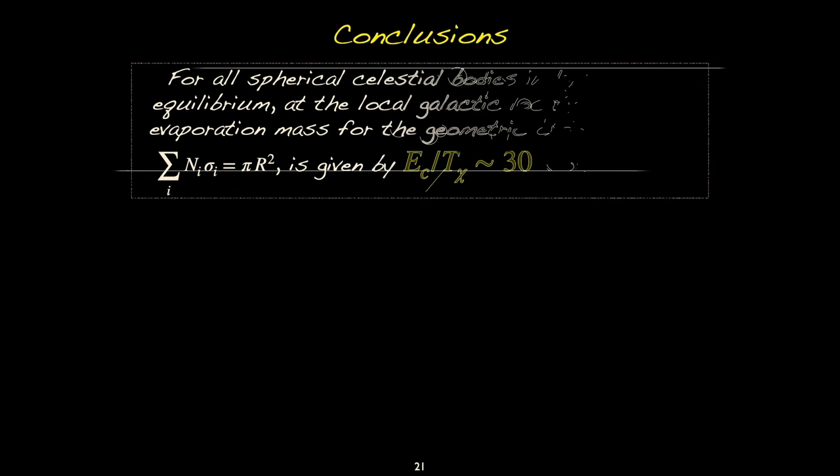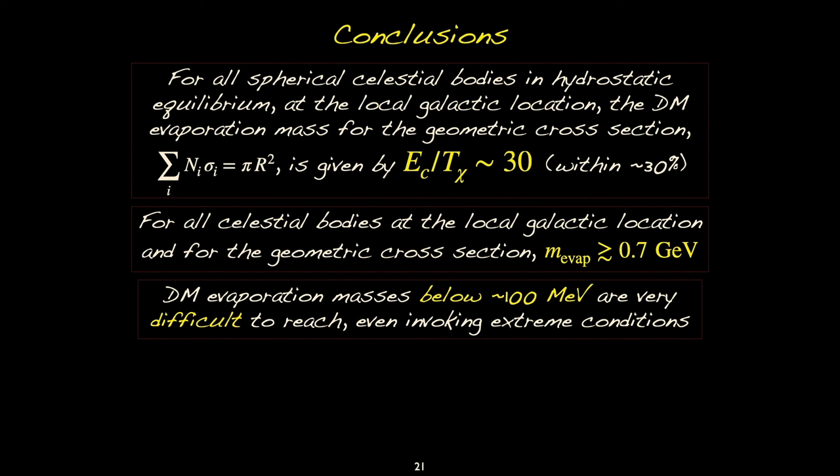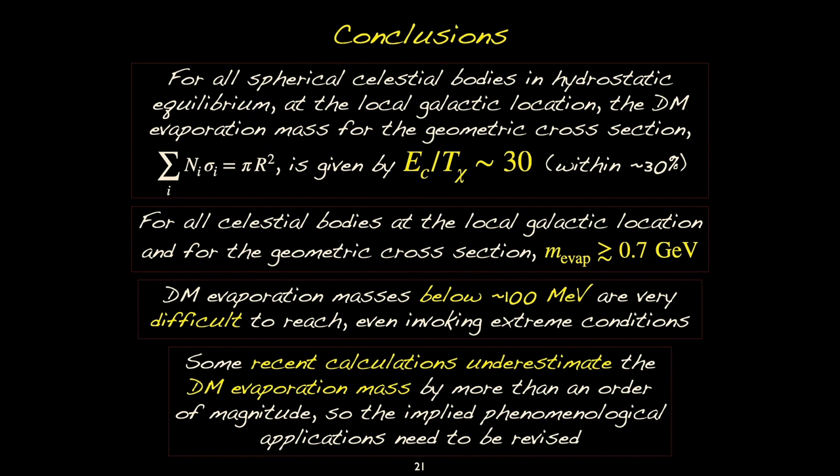So let me conclude. I tried to show you that for all spherical celestial bodies in hydrostatic equilibrium, and I'll show you the results for the local galactic location and for the geometric cross section, the result of the evaporation mass for dark matter can be obtained within 30% for this cross section with just E over T equal to 30. The minimum mass that we obtain for this cross section is about 0.7 GeV for the least massive brown dwarfs. Going down to evaporation masses around 100 MeV is really complicated. And so this is why I think all the conclusions in these papers need to be revised. Thank you.